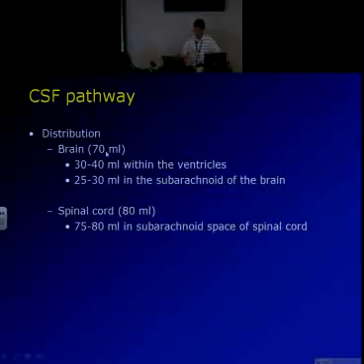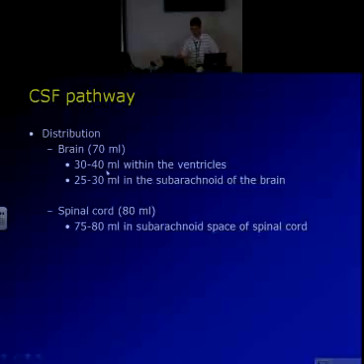Fun facts. This is what I was referring to. You'll see a little variation with this, but the containment between the ventricles and subarachnoid space of the brain is a little less than half, and the spinal cord a little more than half. You certainly will see little variations between the two.